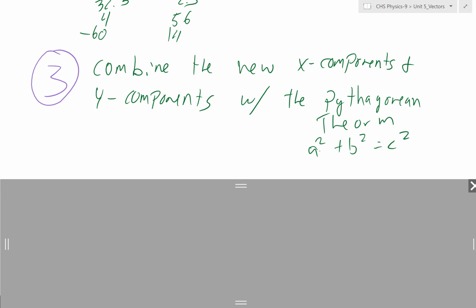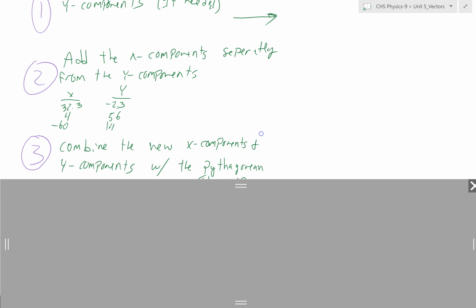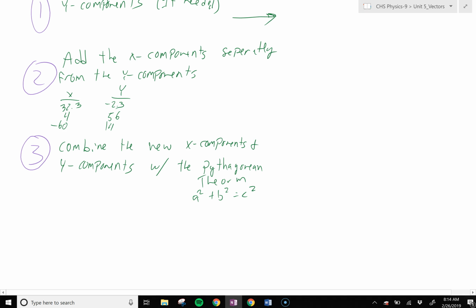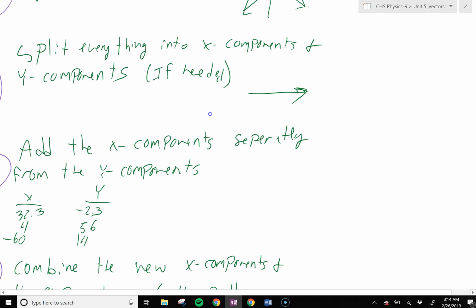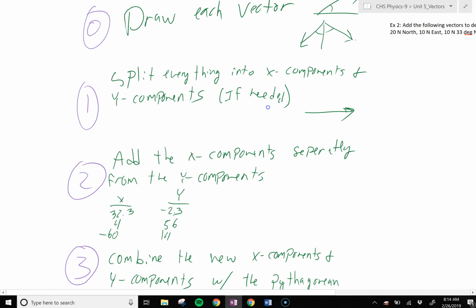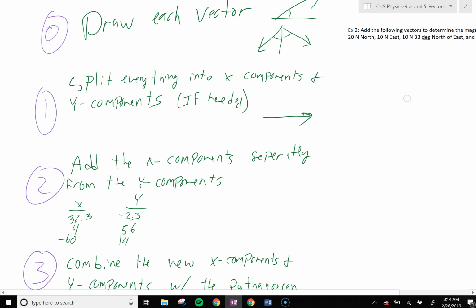Then you'd have your answer. So in the end, we have these 3 things that you're going to do. Well, really 4. Drawing the vector.